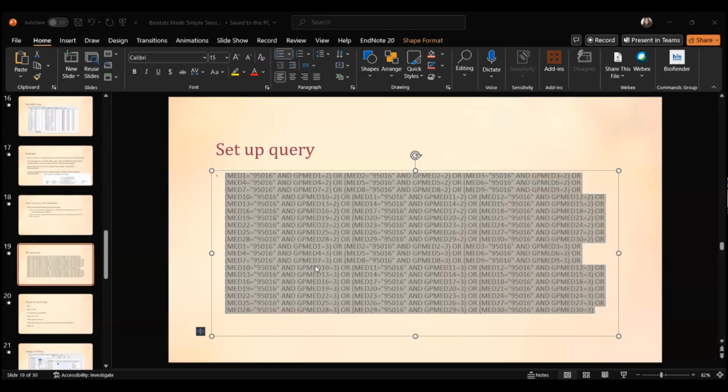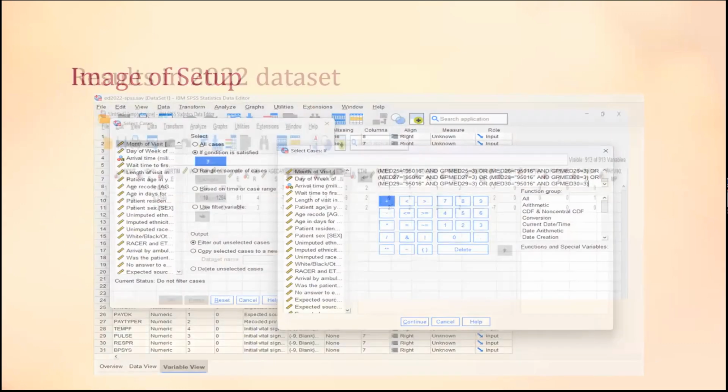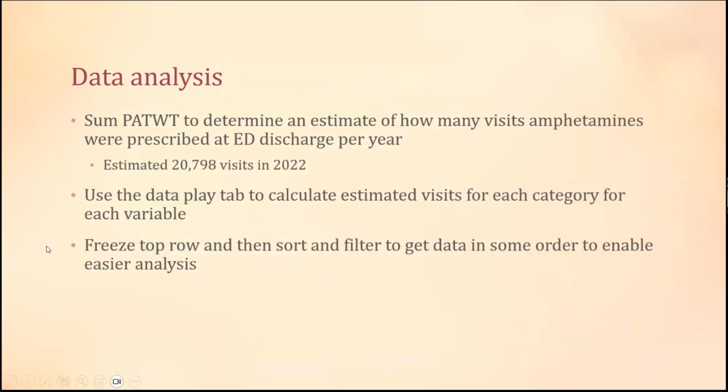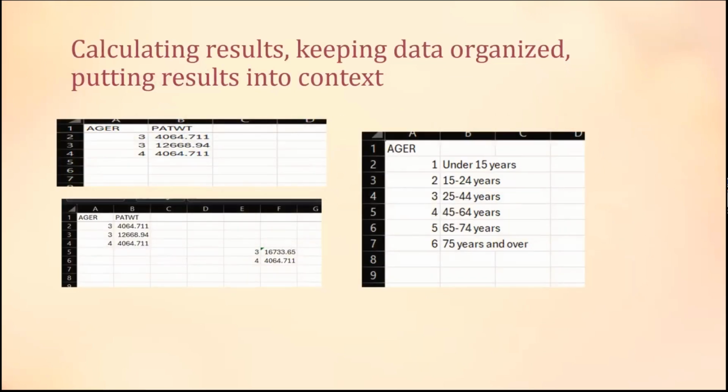So the query is very important. And then remember to select based on your condition, whether it's diagnosis codes, etc. I gave the specific example scenario with meds, but this could be done for any of those variables that you have in the database. Again, this is for setup, importance of Excel, right? And then we talked about patient weight and how important that was to estimate the number of visits per year. And then if you want to do a trend analysis, obviously you have to do the repetition for every single year.